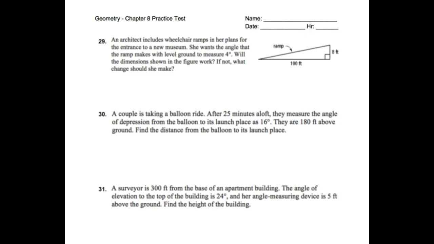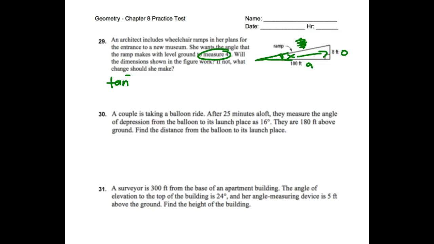So if we think about it, she's checking to see what the measure of the angle is. She wants it to be 4 degrees or less, so we're going to find it. So here's our ground, here's our ramp, so our angle is going to be right here. So our goal right now is to find that angle. So I'm going to label my parts. I've got opposite, hypotenuse, and adjacent. Nothing on the hypotenuse, I just got O and A, which means I'm going to use tangent.